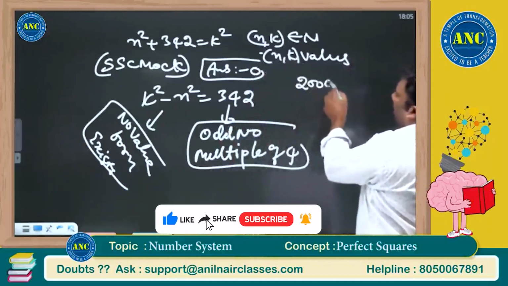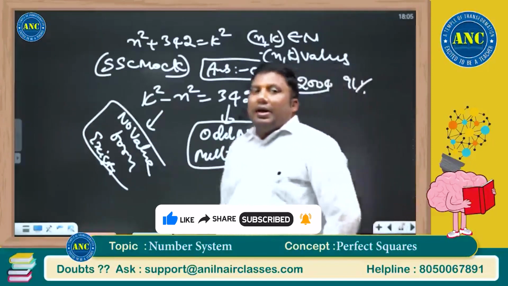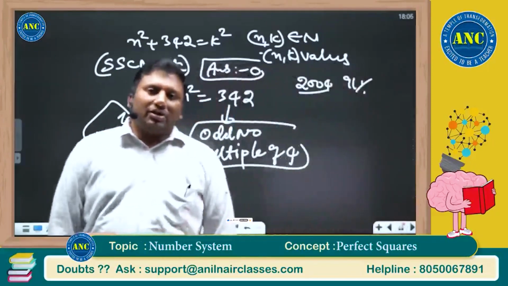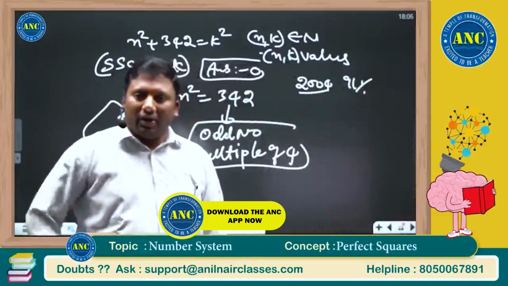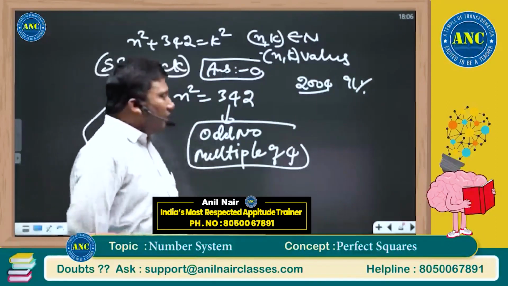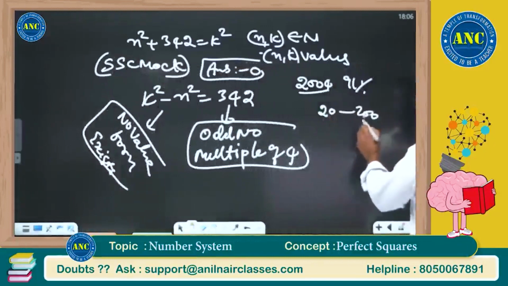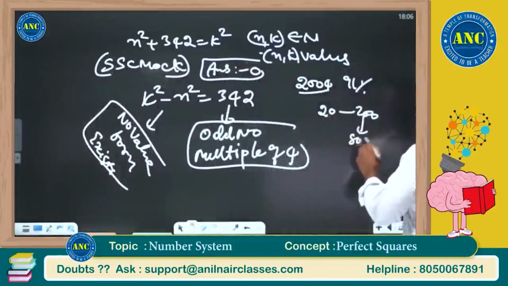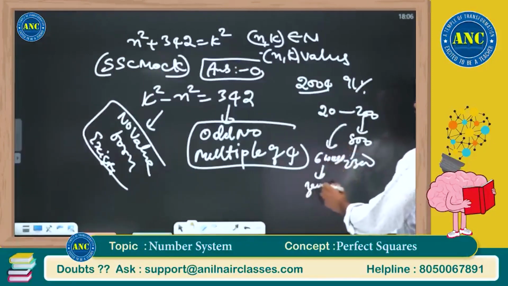In 2004, I completed my engineering with 91%. And at the age of 17, I taught mathematics because I was coming from an utter poverty background. I decided to take care of my family by taking tuitions. I started a class with 20, 20 became 200, 200 became 800, 800 became 2,300 in a span of 6 weeks with zero advertisement.